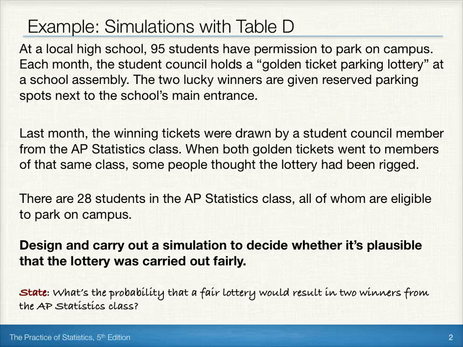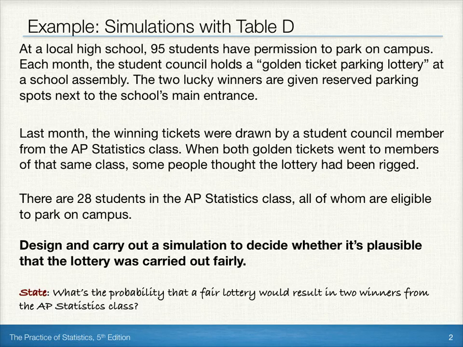Last month, the winning tickets were drawn by a student council member who was from the AP Statistics class. When both golden tickets went to members of that same class, some people thought the lottery had been rigged. Now, there are 28 students in the AP Statistics class, all of whom are eligible to park on campus. So our task is to design and carry out a simulation to decide whether it's plausible that the lottery was carried out fairly.